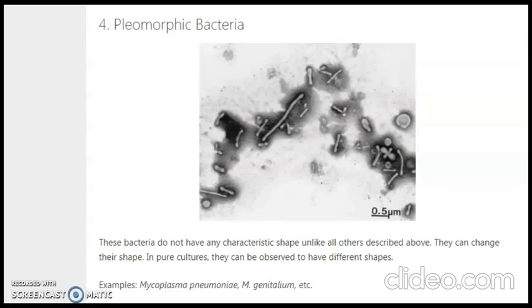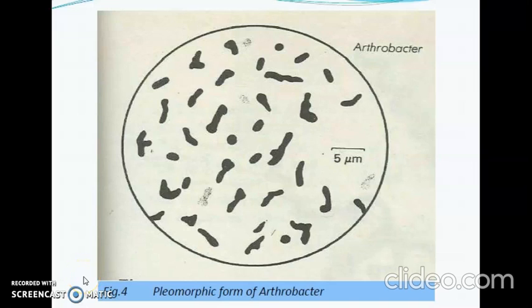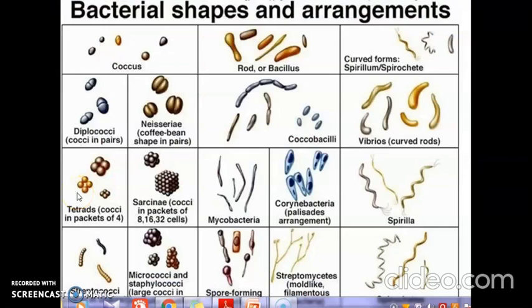And the other one is the pleomorphic bacteria. These bacteria do not have any characteristic shape unlike all others which we have described above. They can change their shape. In pure cultures, they can be observed to have different shapes. Examples of bacteria exhibiting pleomorphism are Mycoplasma pneumoniae and Mycoplasma genitalium. Another example is Arthrobacter. And in this image you can see the overall bacterial shapes and arrangements of coccus, bacillus and spirillum.